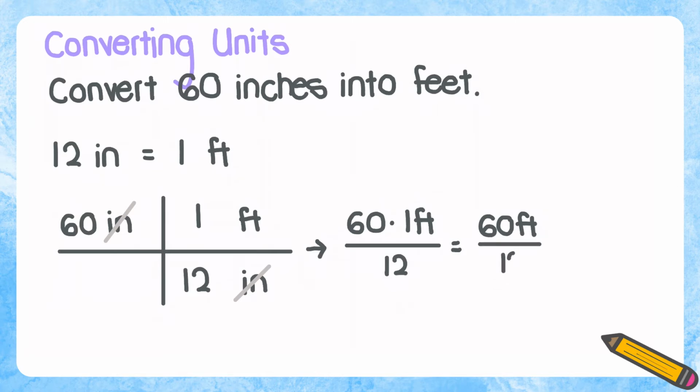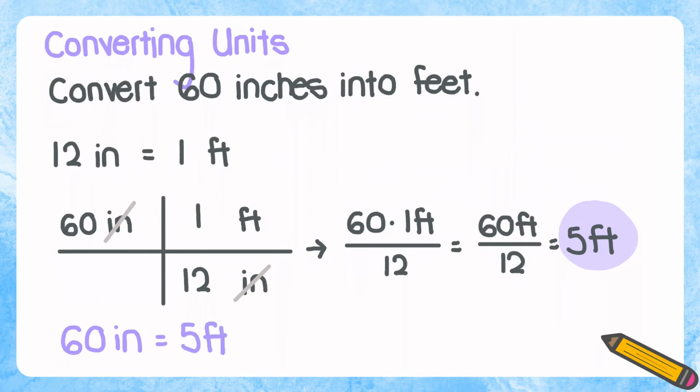This is just the same thing as 60 feet over 12, which simplifies to 5 feet. So we were able to convert from inches into feet. And although 60 inches and 5 feet look very different, they're actually the same thing, just written differently. So we were able to convert from 60 inches into 5 feet. And so in the upcoming examples, we'll be converting angles. We'll be converting from degrees to radians in a similar manner.